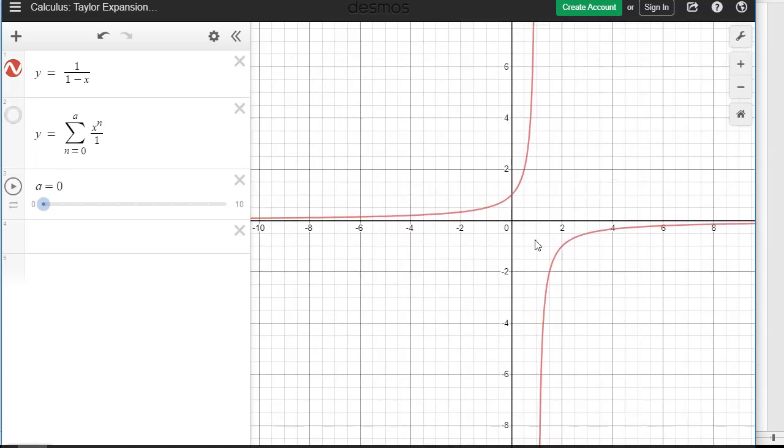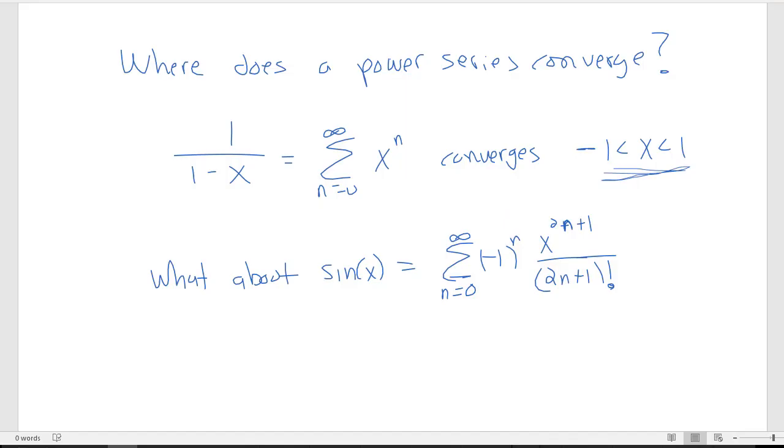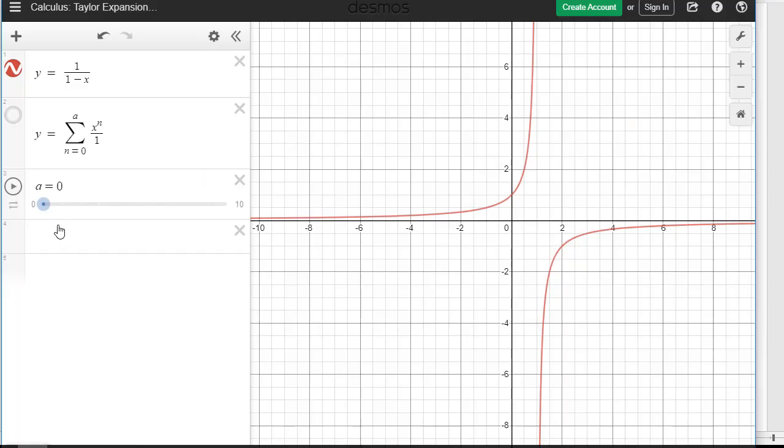Here's that function, and it's being graphed for all reals except for x equals 1. Now we know that this series converges between -1 and 1. This series was centered at 0. Again, we talked about x minus 0 to the n being the center of our series. As we start to graph, the convergence will begin at the origin.